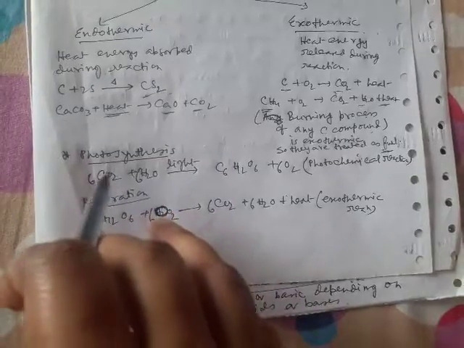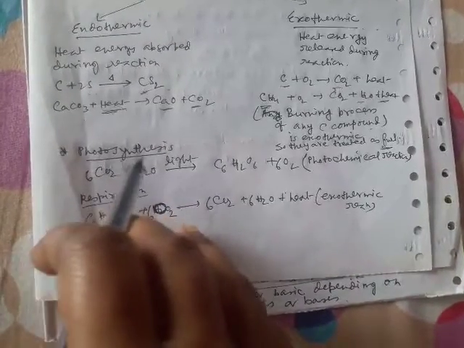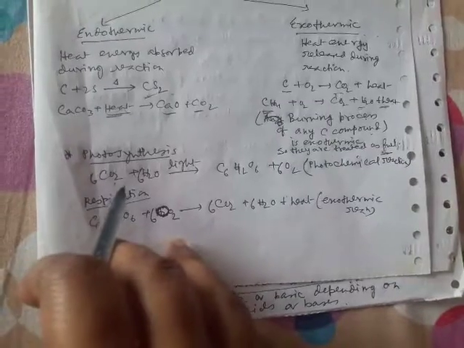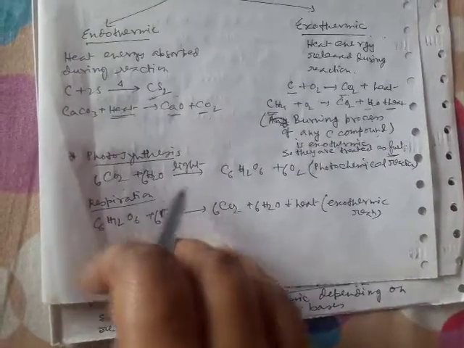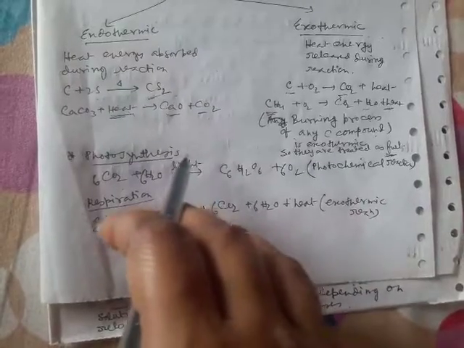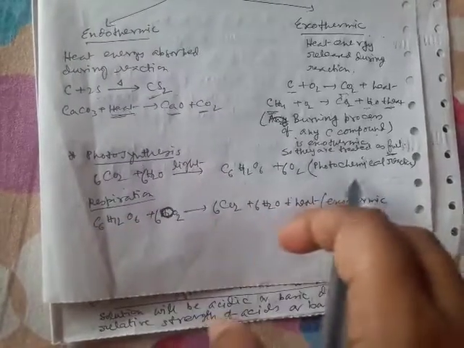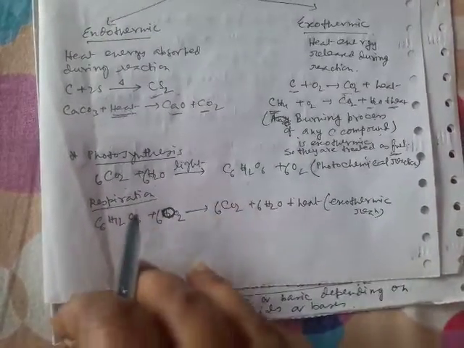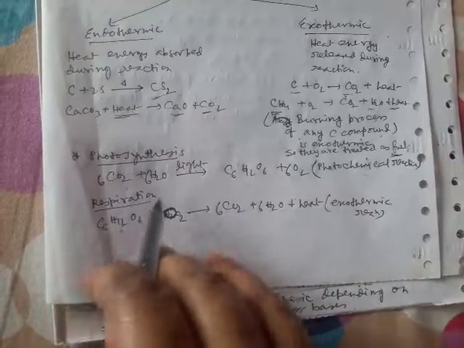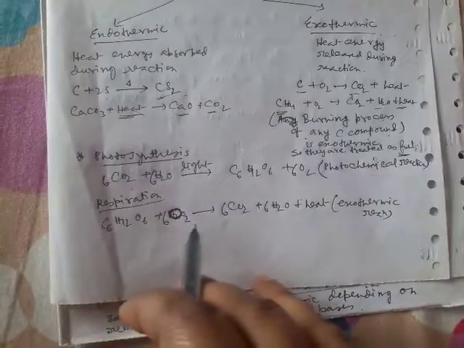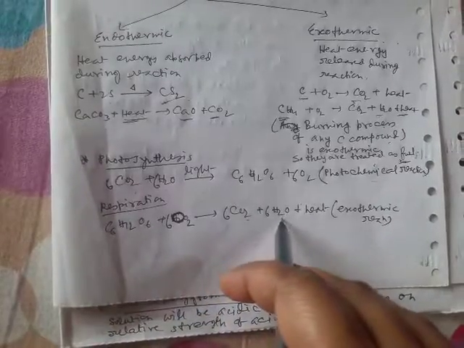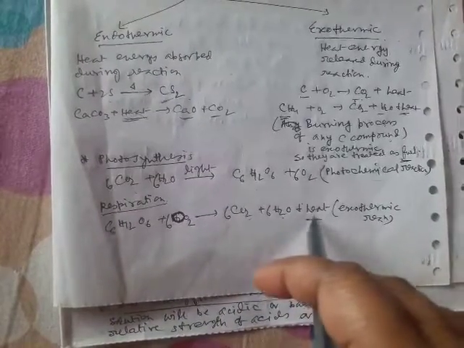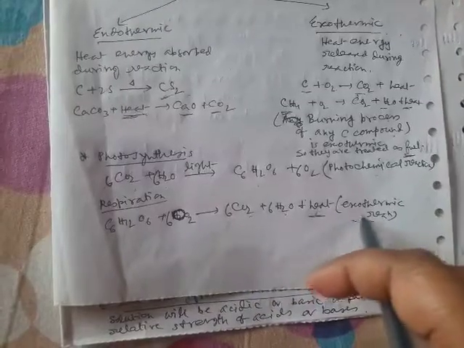In living organisms, that is for trees, photosynthesis is the reaction between carbon dioxide and water to form glucose and oxygen with absorption of light. This is a photochemical reaction, as the reaction takes place with absorption of light. And the opposite of photosynthesis is the respiration reaction, that is the reaction of glucose with oxygen to form carbon dioxide and water, and here a large amount of heat is released during respiration. So respiration is an exothermic process. Okay, thank you.